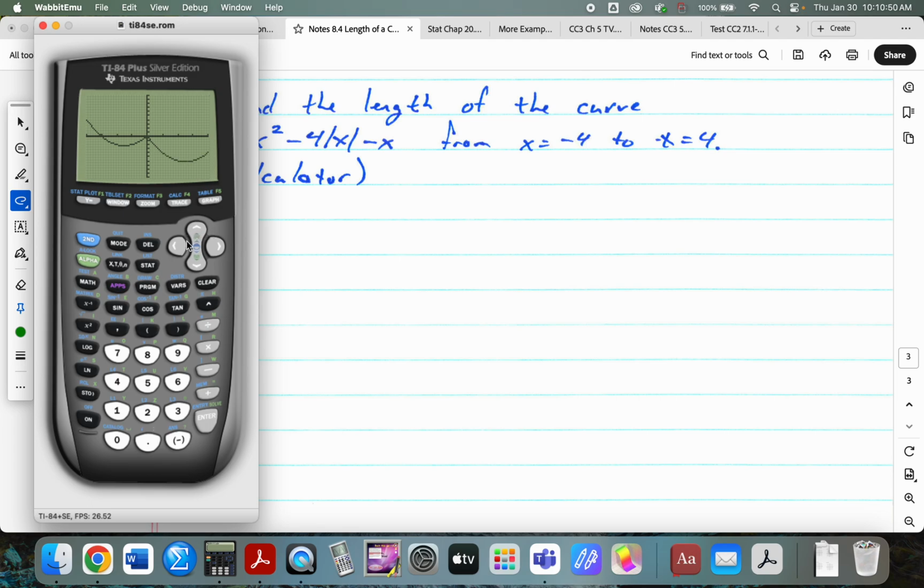And you can see where the problem comes. My curve isn't smooth at this point. So what I'm going to do is rewrite this. I'm going to do it as 2 separate integrals. I'll do the integral from negative 4 to 0, and then I'll do another one from 0 to 4.